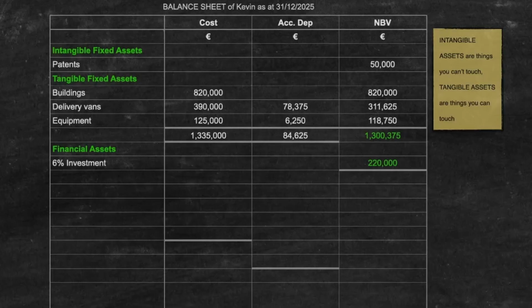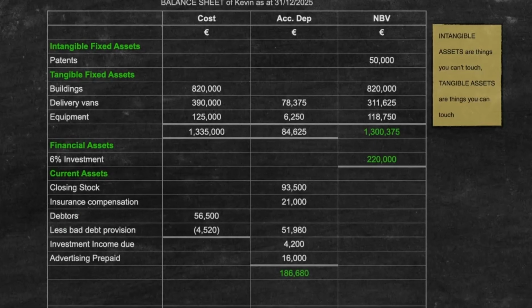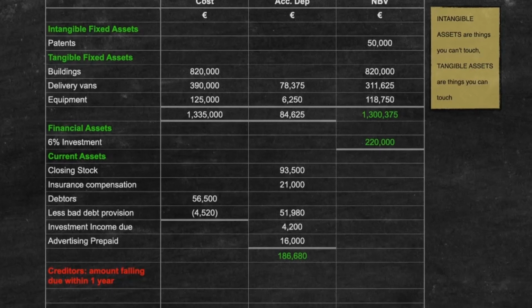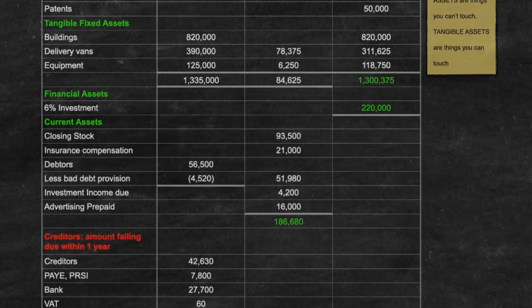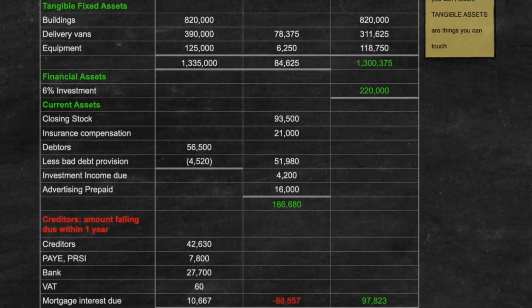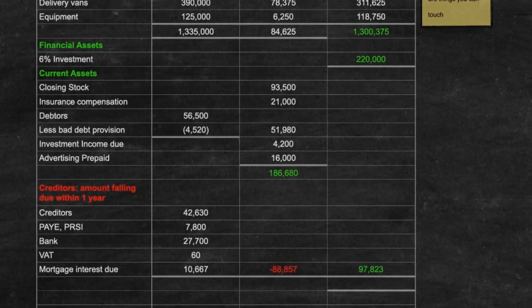It is the money moving in and out of the business daily. To find it, we take our current assets, which is money we have or we receive soon, like closing stock or money owed by debtors, which in this case is 186,680, and we subtract our current liabilities, which is money we must pay out within a year, like short-term creditors, bank overdrafts, or Irish taxes like PAYE, PRSI, or USC, which in this case is 88,857. Subtracting those gives us a positive working capital of 97,823.